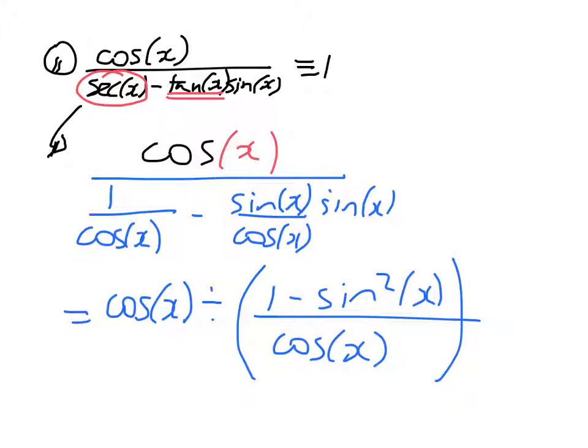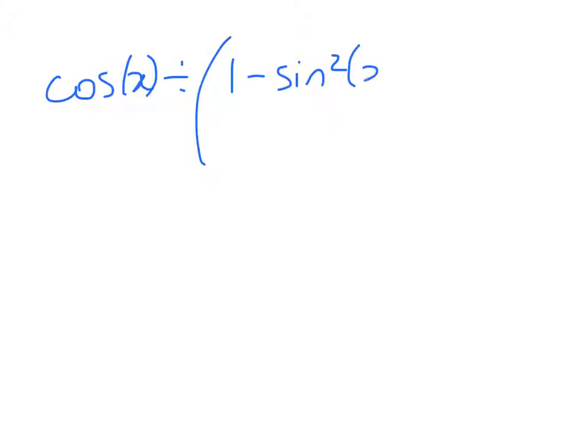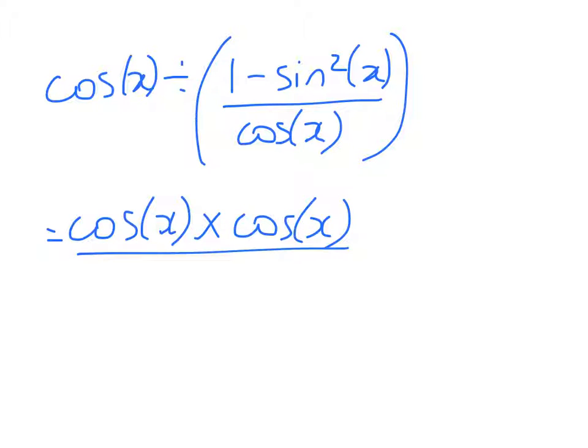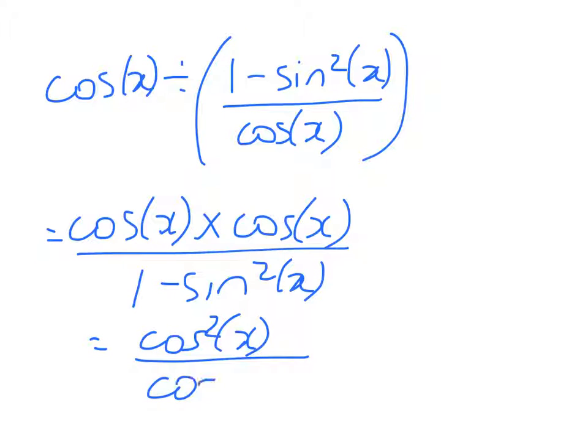New slide for the very last bit, and then I'll copy that out again. Alright, so we had cos of x divided by 1 minus sine squared of x over cos of x, and that's cos of x times cos of x over 1 minus sine squared of x, which is cos squared of x over cos squared of x, which is 1.